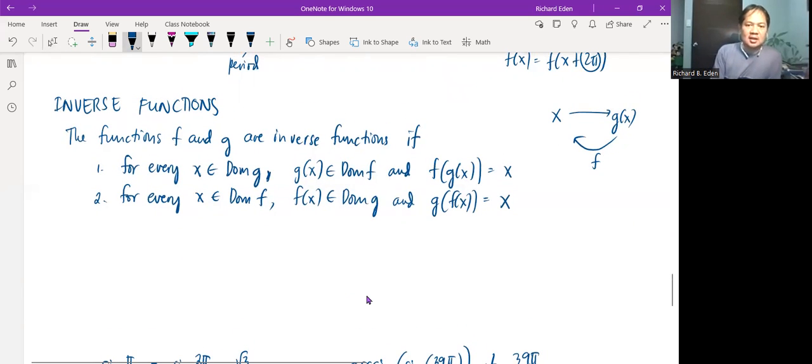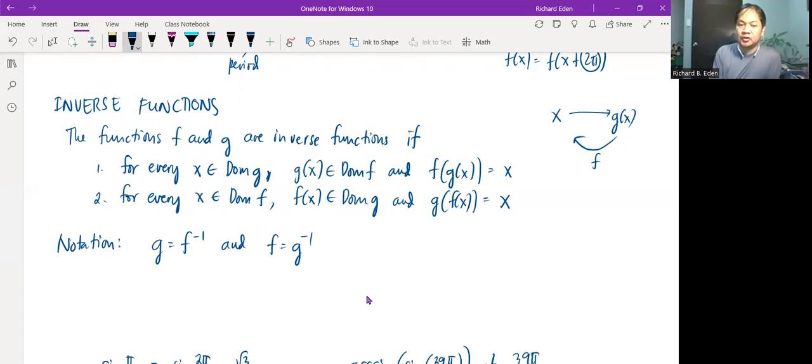Okay, notation natin. If f and g are inverses of each other, I think you're familiar naman with the notation that g is f superscript negative 1, and f is g superscript negative 1. Of course, we don't mean taking the reciprocal, but the superscript negative 1 means it's the inverse of the function f, and it's the inverse of the function g. So much so that if f of 7 is equal to 1, then it means f inverse evaluated at 1 is going to be equal to 7. So that's the thing with inverse functions.